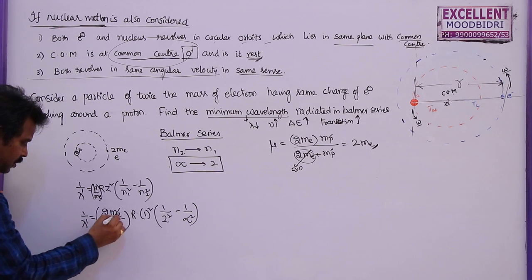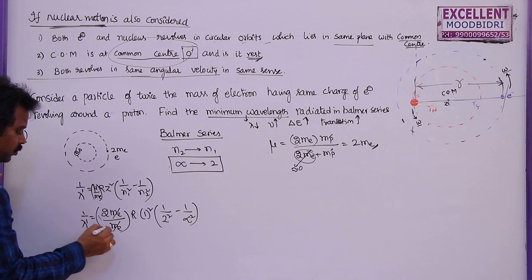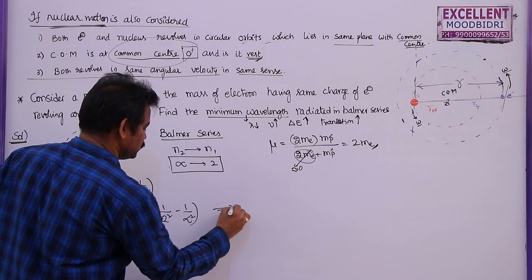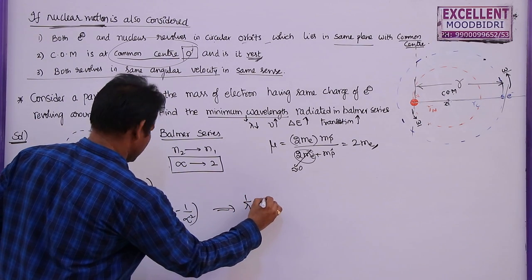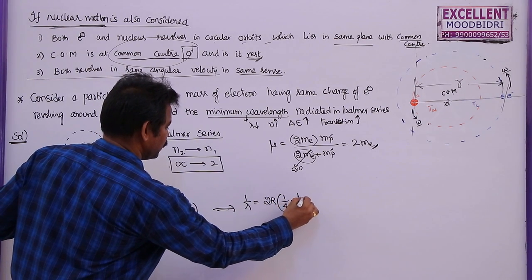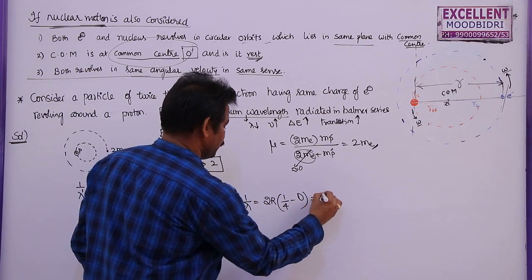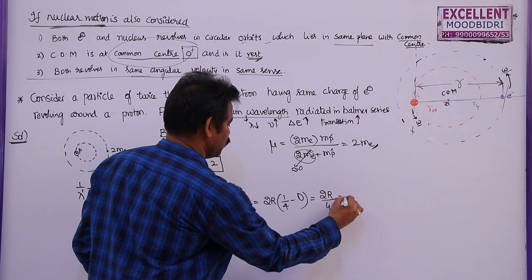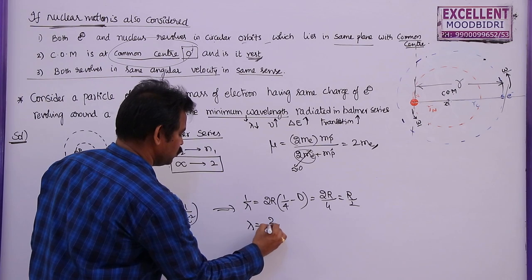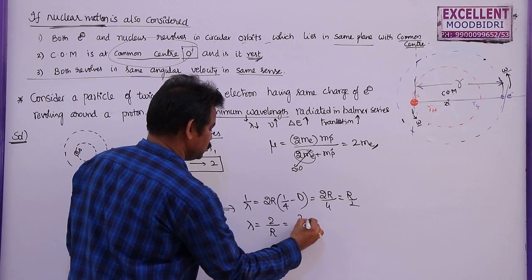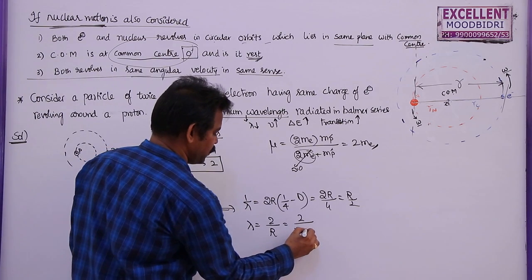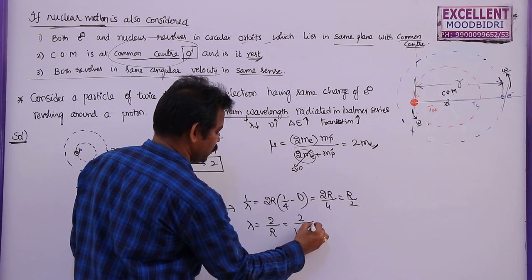So this m_e gets cancelled, and the effective Rydberg constant will become 2R here. From this we can write 1 by lambda is equal to 2R into (1 by 4 minus 0). So this will become 2R by 4, or R by 2. So lambda is equal to 2 by R here. This is 2 by R, where R is 1.089, or nearly 1.09, into 10 power 7.